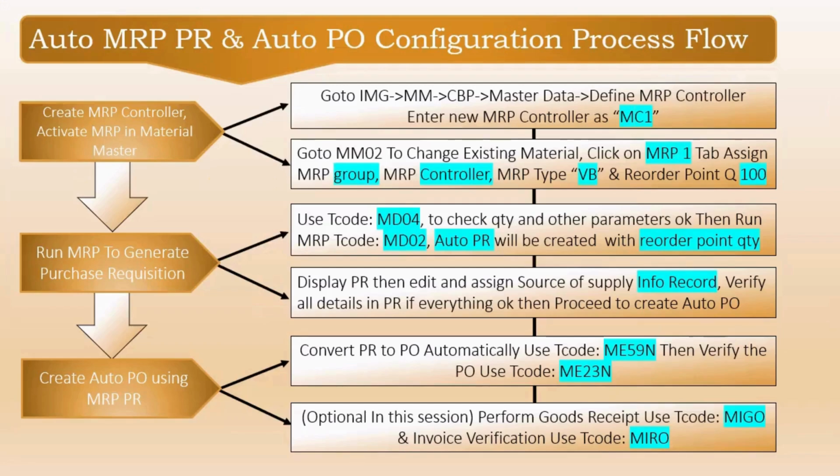Just go back to our slide and see. So we have done one by one up till MIGO. So we have done the goods receipt. We completed this task. With this, users, we have completed the process of auto purchase requisition generation and auto purchase order generation. We have completed the task.